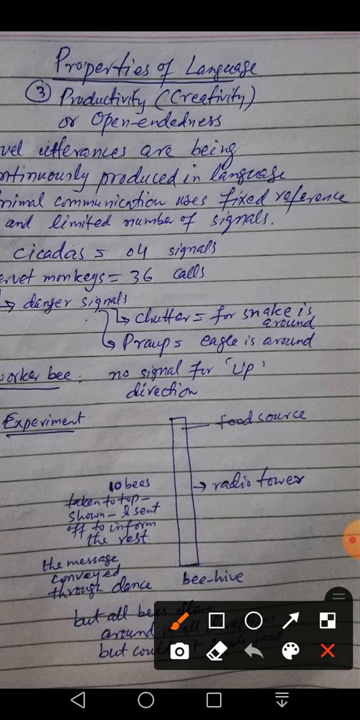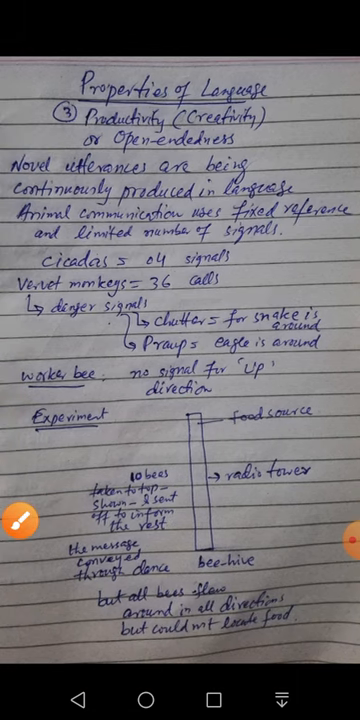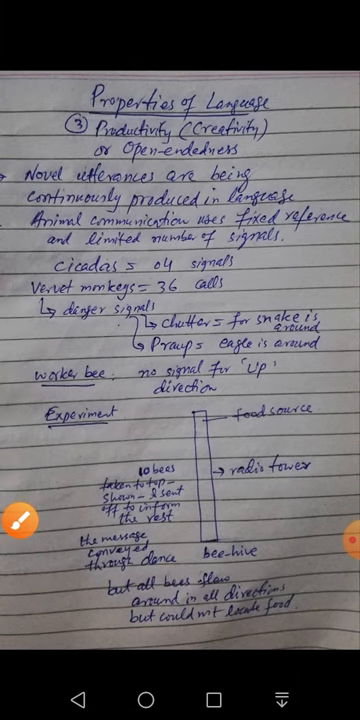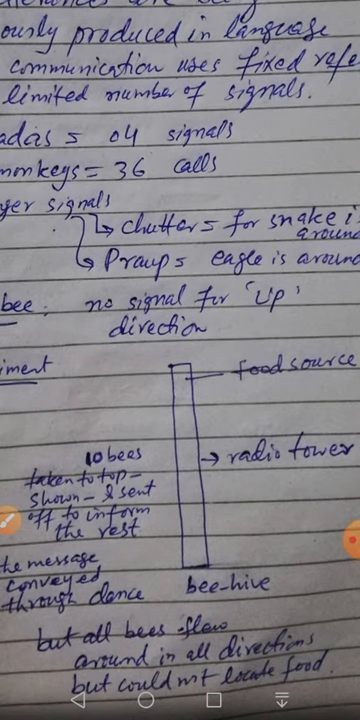So this is really embarrassing: animal communication systems do not have productivity. They can't create new meanings or new words, etc. But a human being can produce new utterances as they come up. Now here is another example of a worker bee. There was an experiment conducted; let me explain this experiment.